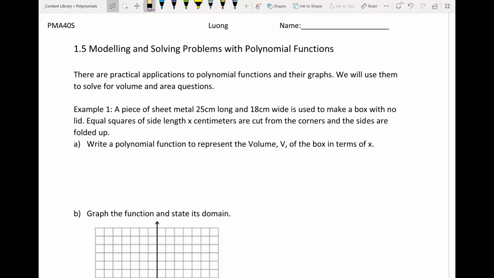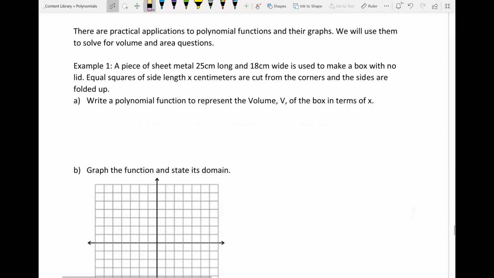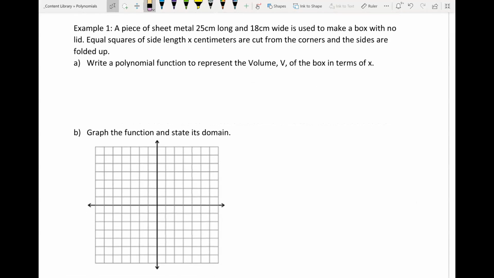Welcome to the last lesson in the polynomials unit, and we're going to cover practical applications today, more so on volume and area type questions. For example 1, we have a piece of sheet metal that's 25 by 18 centimeters, and we use it to make a box with no lid. So this is the shape that we're looking at here, a box with no lid.